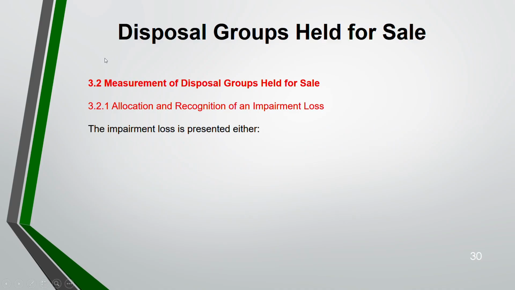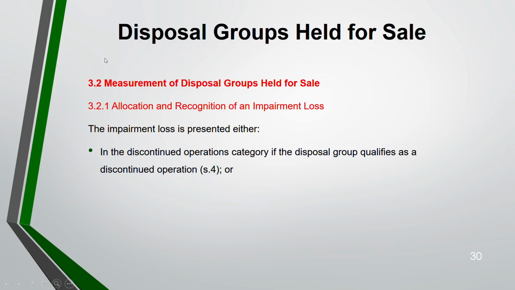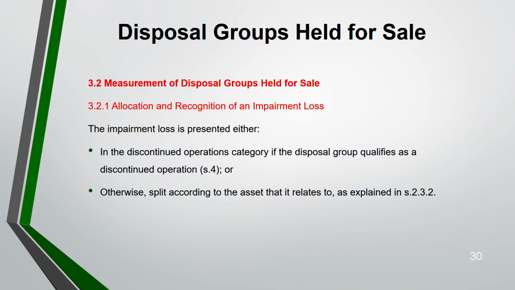The impairment loss is presented either in the discontinued operation category if your disposal group qualifies as a discontinued operation, or otherwise, it will be split according to the asset to which it relates, as explained in section 2.32. So for example, if it's an investment asset, it will go in the investing category. If it's a non-current asset or intangible asset, it will go in the operating category.